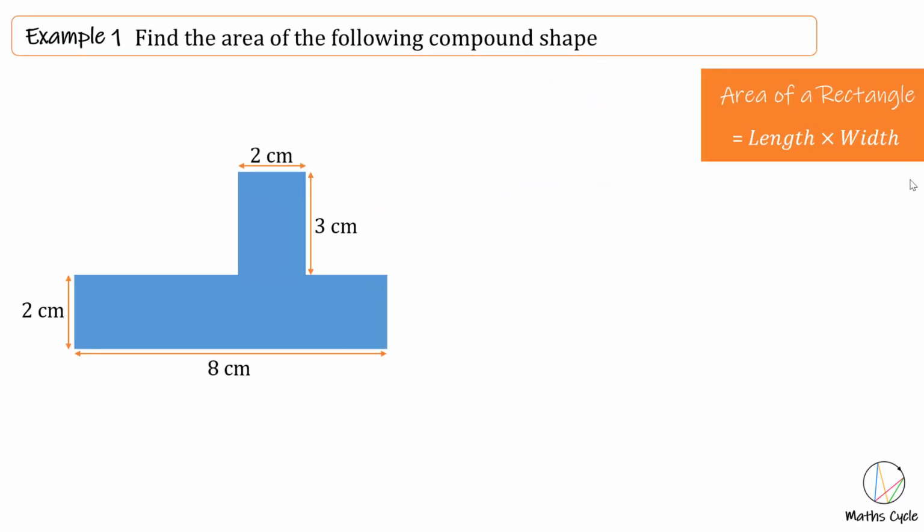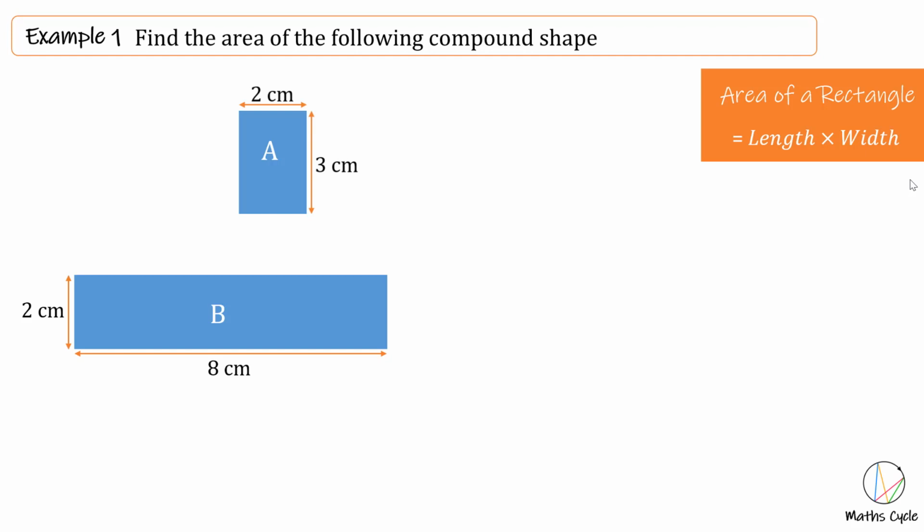Find the area of the following compound shape. So the thing to remember is that compound shapes are made up of two or more shapes. Here we can see this compound shape is made up of two rectangles. So what we're going to do is we're going to label the two rectangles, A and B, and then we're going to get the area of rectangle A and the area of rectangle B and add the two answers together.